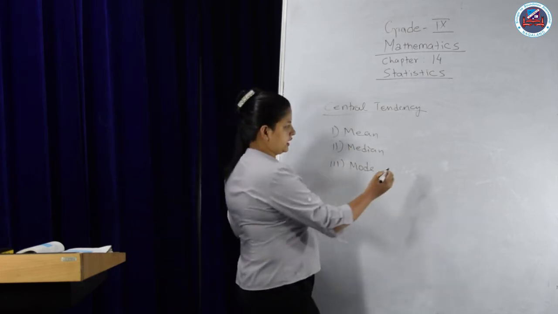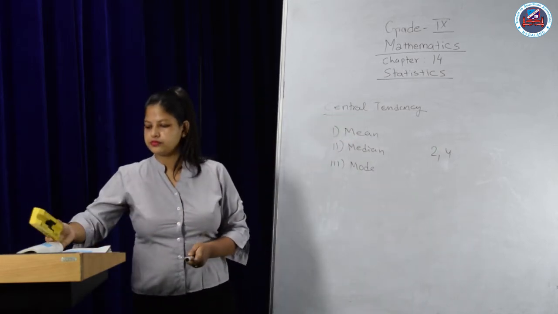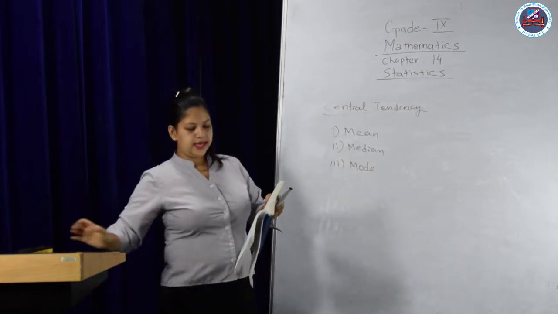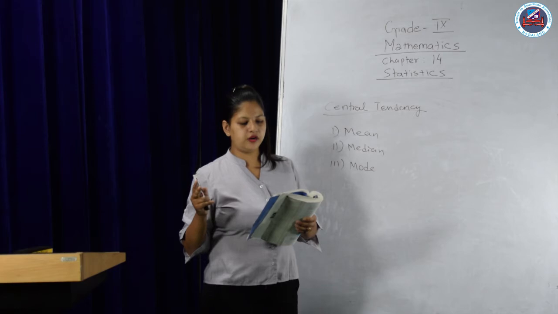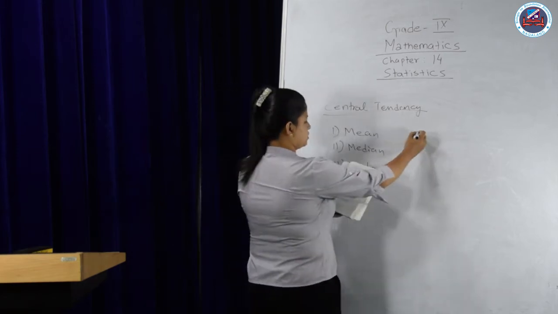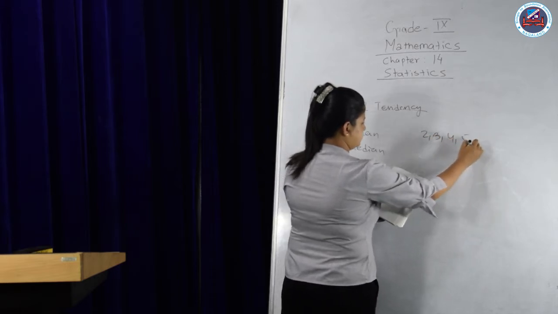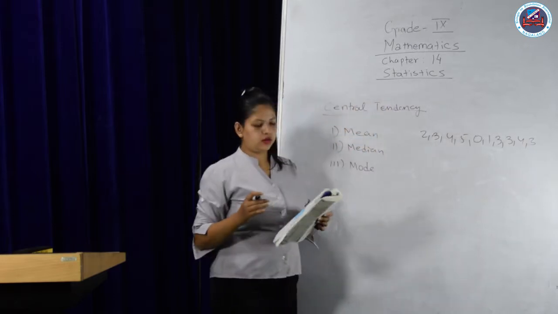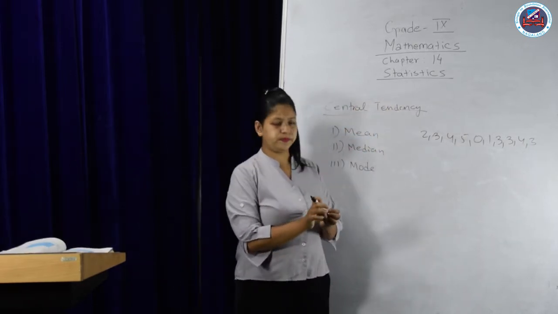Now data will be given like this, or we can check question number 1. Exercise 14.4, question number 1. The following number of goals were scored by the team in a series of 10 matches. Your questions were like this. Goals were like this. And your question was: find the mean, median and mode of the scores given.